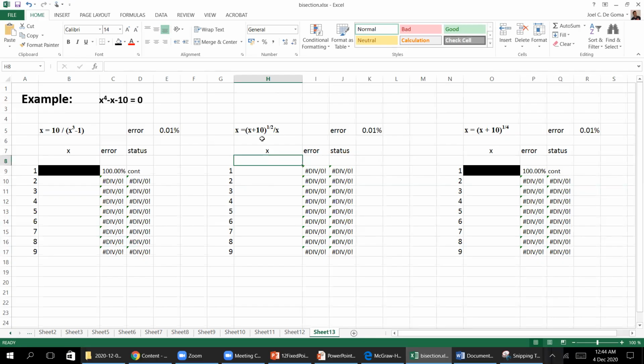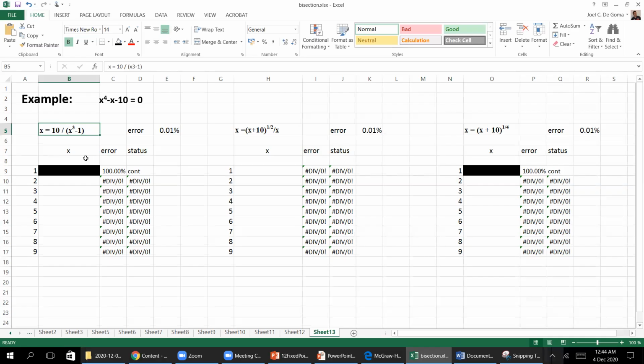In this example, we transfer x to the fourth to the other side. And then on the third equation, we isolate the x to the fourth on the other side, and then raise one fourth to each side. So this will be our equation now. Let's use the first equation, derived from the original equation: 10 all over x cubed minus 1.